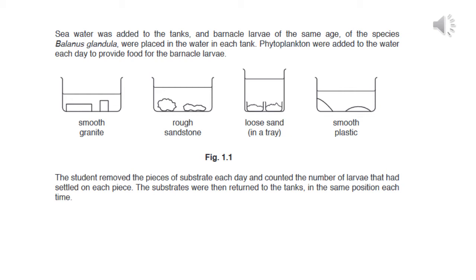And then each day the student removed the piece of substrate and counted the number of larvae that had settled on each piece. Then it was returned to the tanks in the same position each time. And the clever student here might notice something missing. That's true. There are no control variables. There's no control experiment here, which there probably should have been. But now let's look at the question Cambridge have to ask from this.